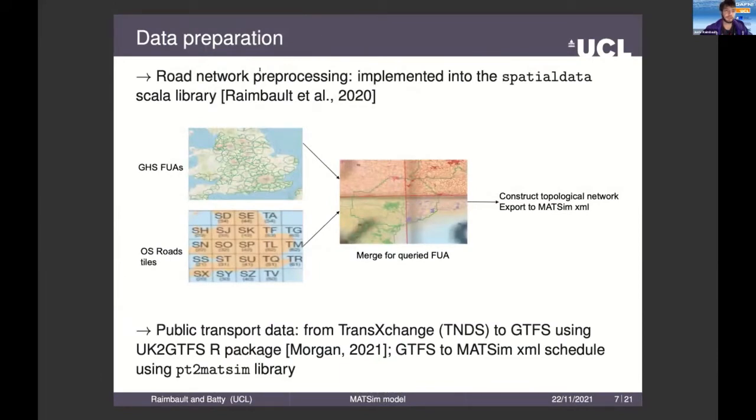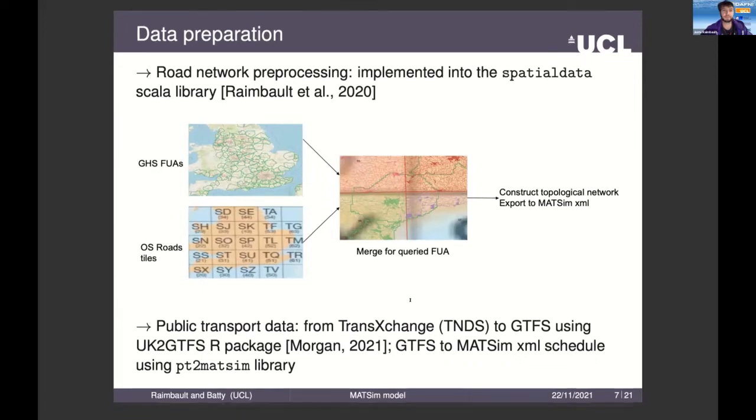This is an illustration of data preprocessing. For example, for the road network, you need to extract your FUA. Sometimes you need to merge the different tiles of a road network and then construct a topological network with simplifying and so on. Also for public transport, you have to go from a particular format, called TransXChange, to GTFS using an R package. And then go from GTFS to the specific MATSim XML schedule using another Java library, called PT2MATSim.